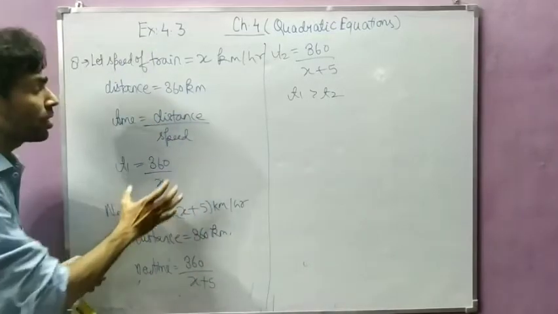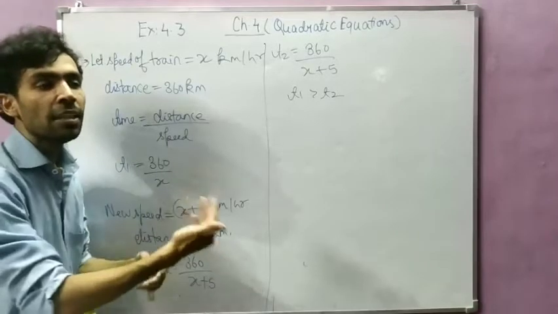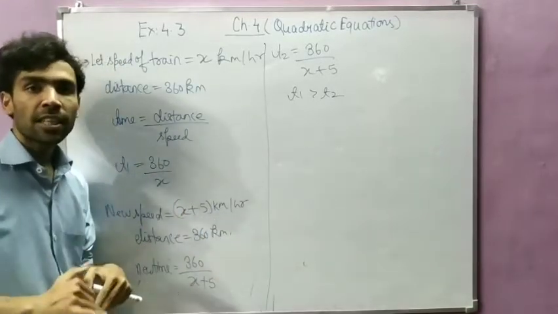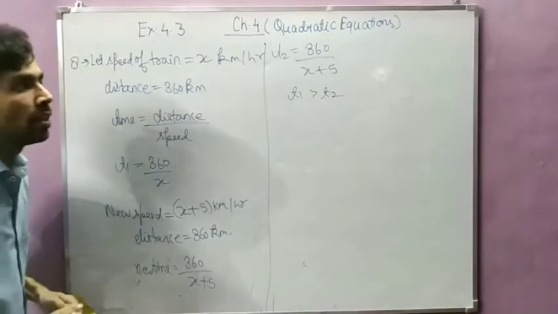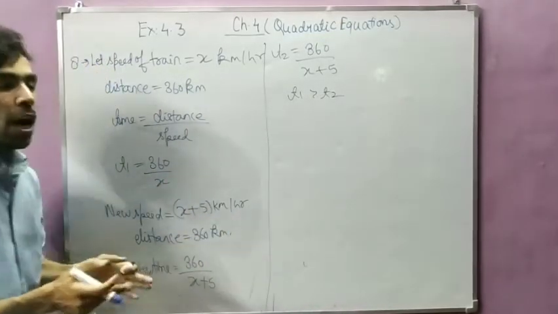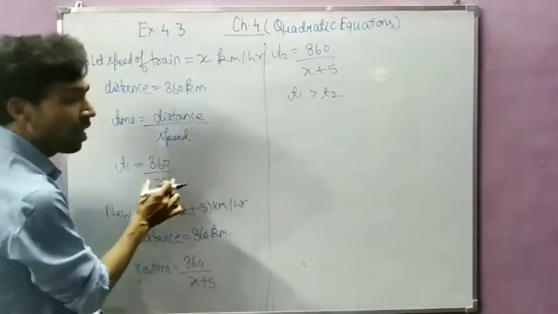It means suppose earlier it was taking 6 hours, so now it is taking 5 hours. Earlier it was taking 10 hours, so now it is taking 9 hours. So the difference of these two times is equal to 1. So how will we subtract? Always we subtract from the larger value to the smaller value. So the larger value is this.